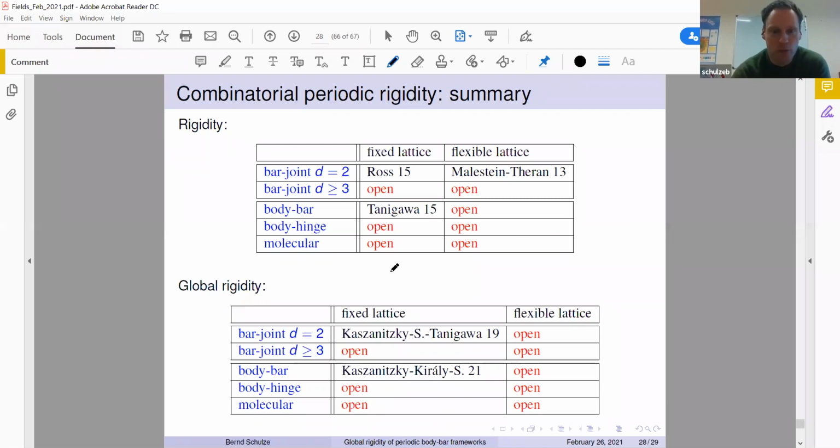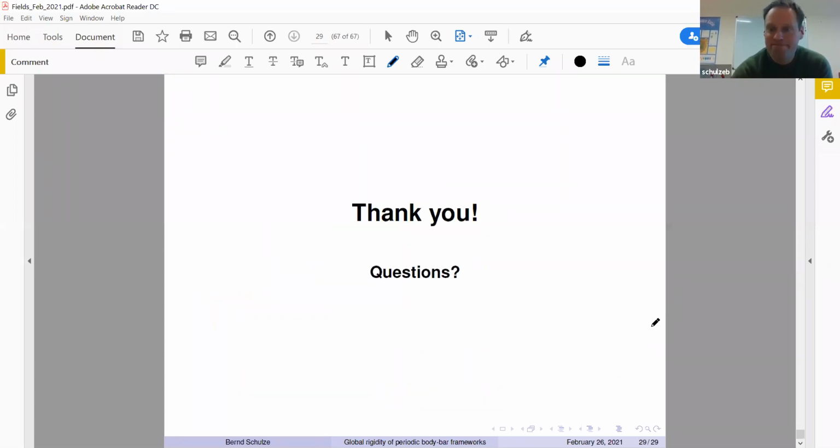And for global rigidity, we just started to fill in this table. I mentioned the result for D equals 2. This is for the fixed lattice, the analog of Bill's and Tibor's theorem for finite frameworks. For the flexible lattice, this is open. For higher dimensions, this is open. And the latest result that I presented here is the characterization for body bar frameworks in all dimensions with a fixed lattice. But yeah, lots of further work to be done. Thank you.